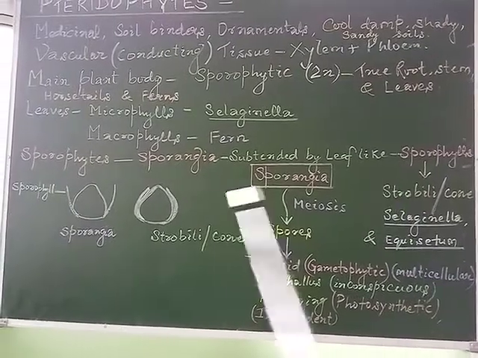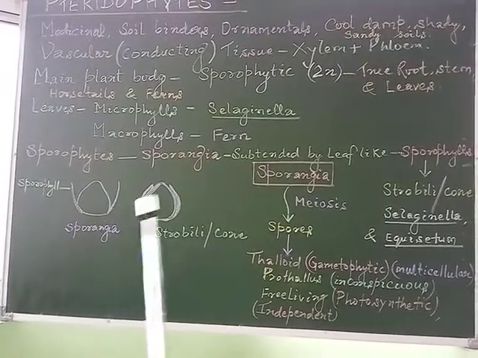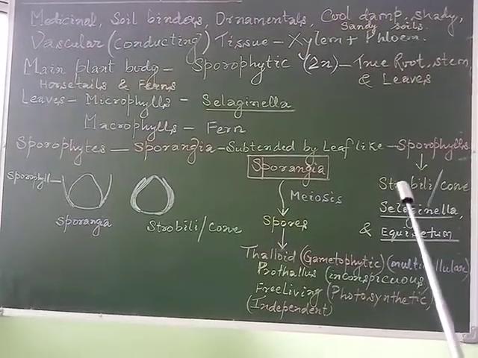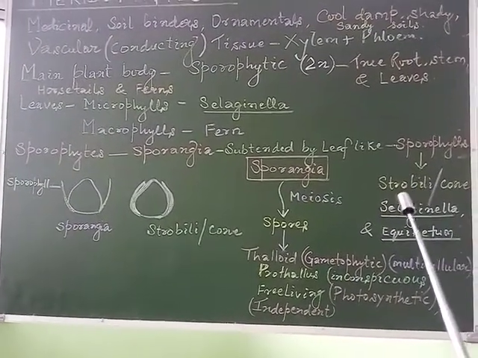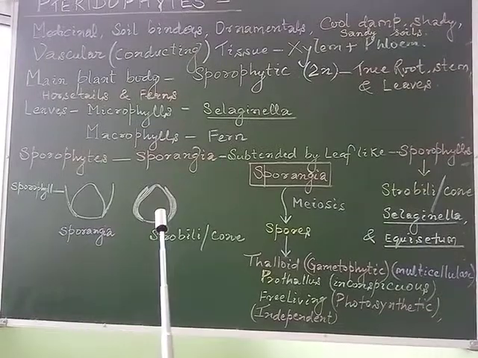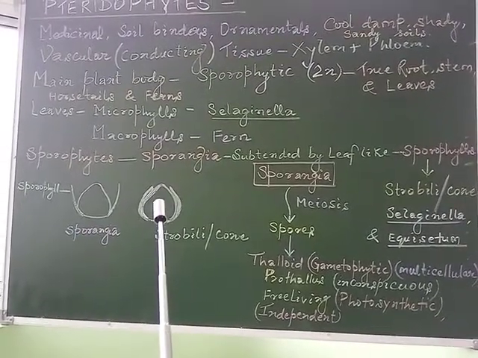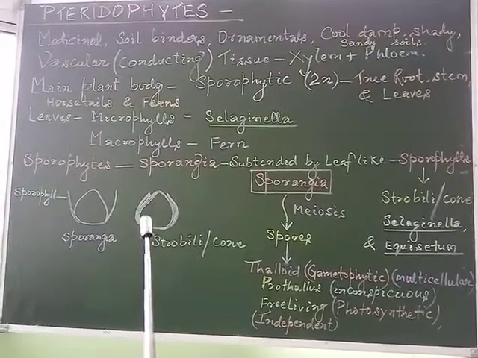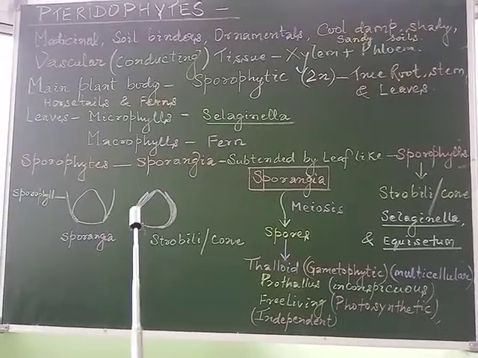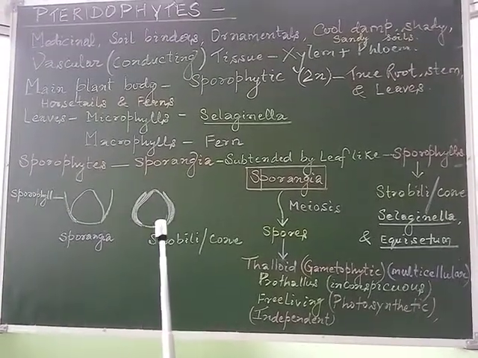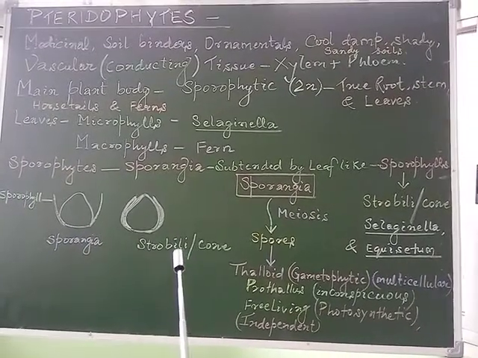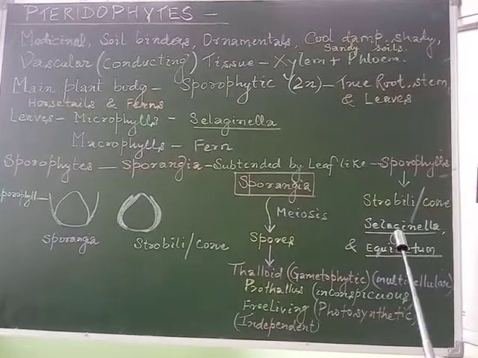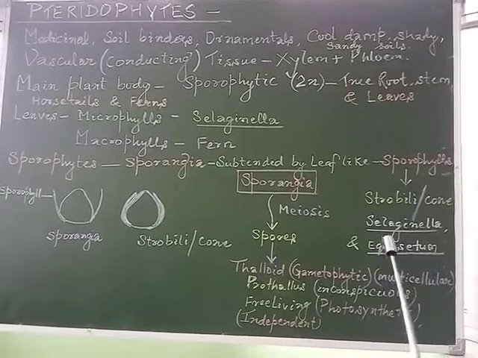In some cases, these sporophylls form compact structures which are called strobili or cones. For example, this one is the sporangia, and they are enclosed by the sporophylls, and these sporophylls are so compact that they form a cone-like structure. So this is known as strobili or cone, for example in the case of Selaginella and Equisetum.